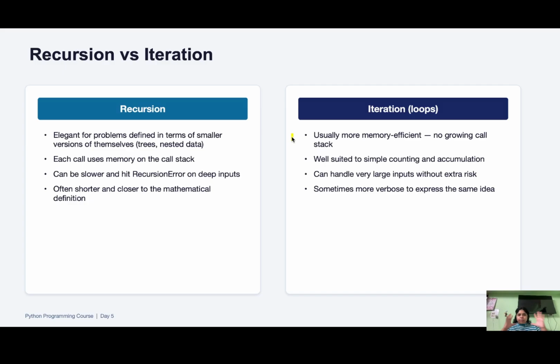Both are looking very similar, aren't they? Actually they are similar. Recursion is all about elegance for problems defined in terms of smaller versions of themselves, right? And iteration is usually more memory efficient, not growing the call stack. It doesn't grow the call stack, and if the call stack is not grown, it doesn't take that much memory. In recursion, each call uses memory on the call stack. Iteration is well suited to simple counting and accumulation. Recursion can be slower and hit a recursion error. This is what I told. Iteration can handle very large input without extra risk because it doesn't hold that much capacity on anything. It is very free to use.